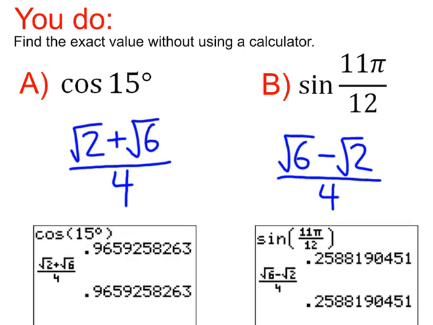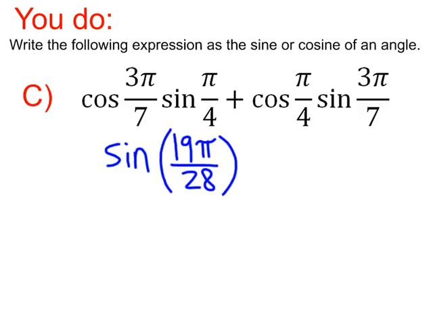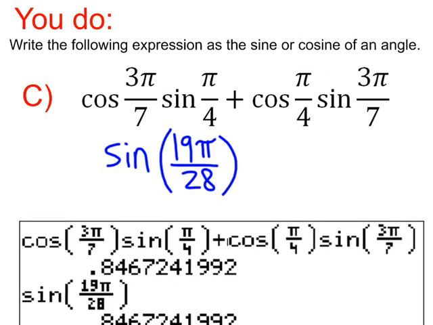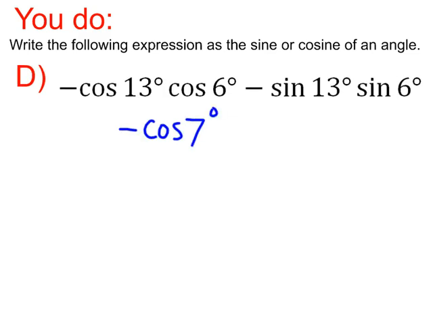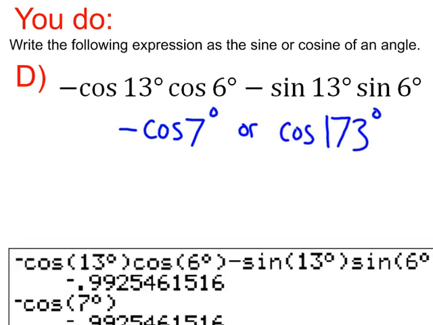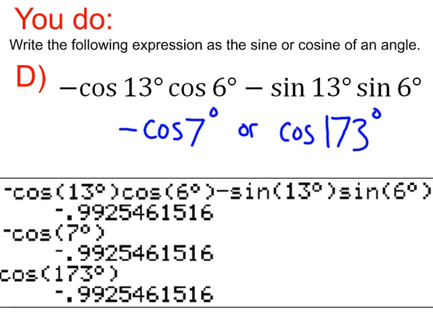There's the verifications for the first 2 via calculator. For C, that is what we should have gotten, and again, a verification via calculator shows that that is the same thing as the original problem. And finally, for the very last one, D, again, for those that want to challenge, I'd say if you got negative cosine 7 degrees, that's perfectly fine, but see if you can figure out visually why that's the same thing as cosine of 173 degrees. Here's the verification with the calculator.